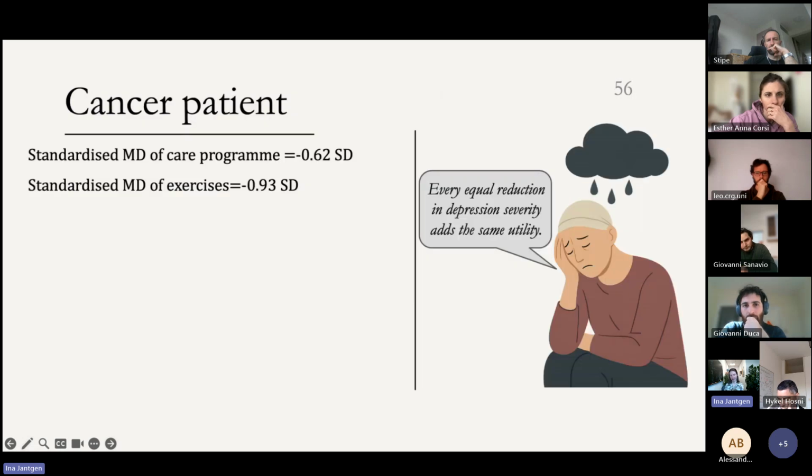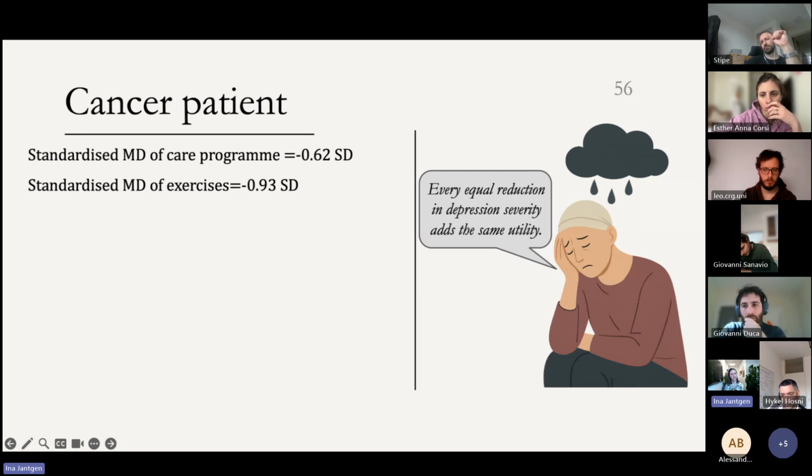Let's go back to the cancer case. And let's assume, just for simplicity, that the cancer patient and the doctor care about every equal reduction in depression severity equally. So they have a linear utility function in depression severity. That's just a simplifying assumption. Let's assume that the researchers and the doctor face measurement uncertainty of the kind that they don't really know how to compare the mean difference of the care program and the exercise program. And so they use the standardized mean difference.